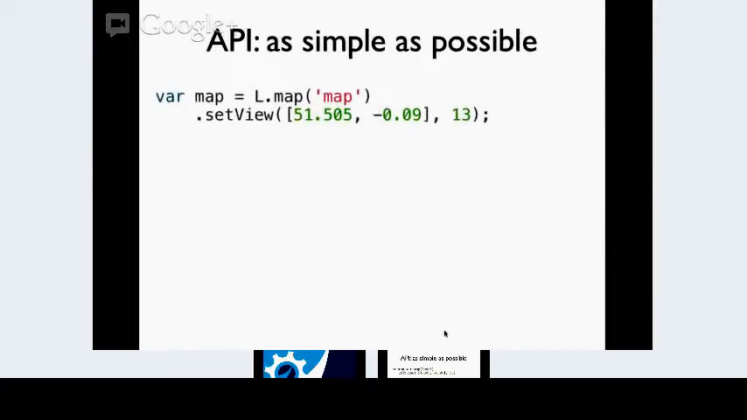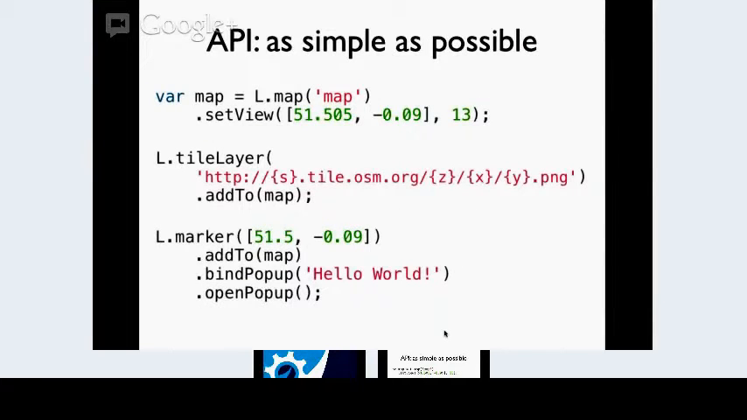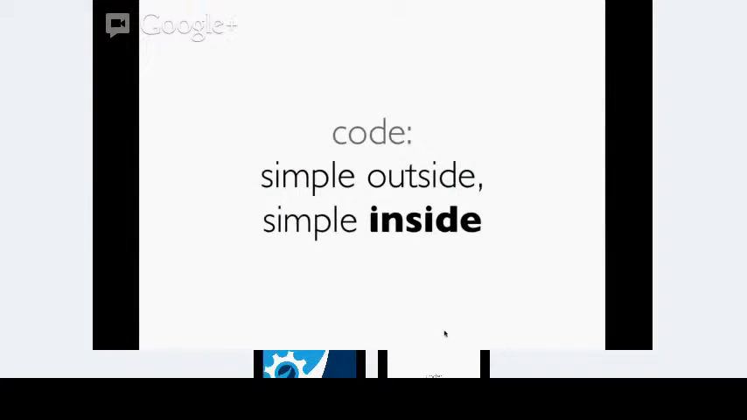So simplicity is a major value for Leaflet, and the code is very simple outside for Leaflet. I mean the API, but it's also really simple inside. I mean the internals, and this was also critically important for Leaflet to achieve such a great number of contributors.